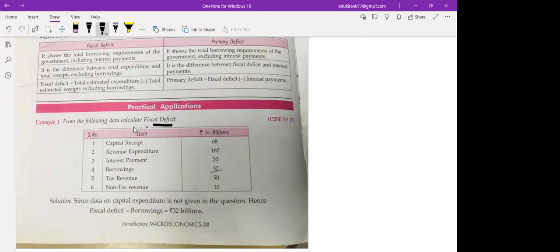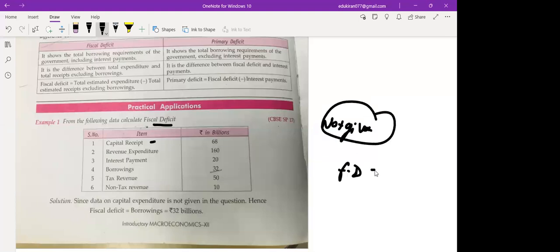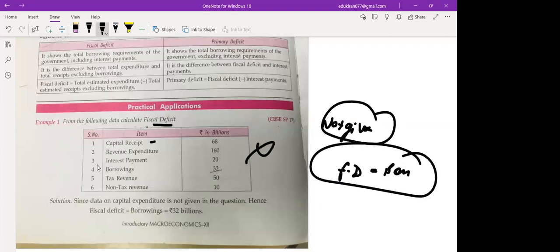So over here, all the values are not given to you. Capital receipt is there, revenue expenditure is there, but not other than that. In case all the values are not given to you, at that time your fiscal deficit is equal to borrowings. So over here, all the values were not given. That's why fiscal deficit is equal to 32. Because the data on capital expenditure is not given, that means you have incomplete data. So at that time fiscal deficit is equal to borrowing, which is 32 billion. Clear? Very important.